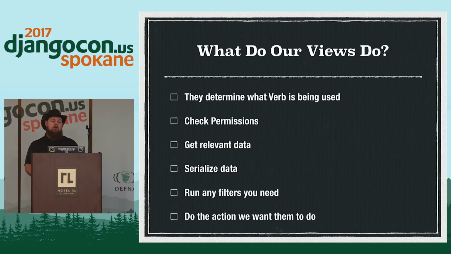Our views are generally doing a few things. They're determining what verb is being used and how to route that properly. They're checking permissions, if there are any permissions to be set. They're getting the relevant data to display to the user. They're serializing the data using some sort of serializer, either the regular model serializers or a third-party serializer. They're running any filters, such as Django Filters. And then they also do the action that we want: getting the data to display it, deleting it, updating it, or creating a new object in our database.